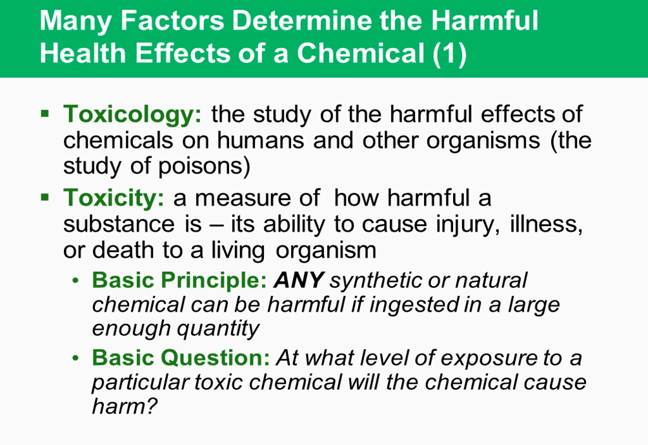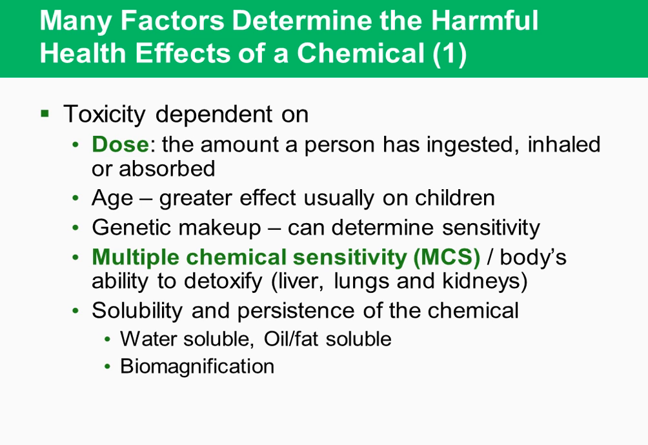So the basic question that we come up with in toxicology is at what level of exposure to a particular toxin are there going to be harmful reactions? And so that's really what we're looking at here. We're going to look at some ways that scientists do this and determine what safe dosing is. So what about a dose? A dose is the amount a person has ingested, inhaled, or absorbed. It doesn't have to be a person, but in our case, we're going to be talking about people.